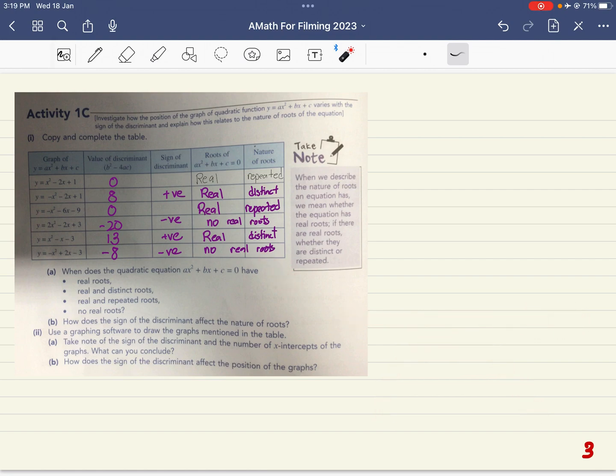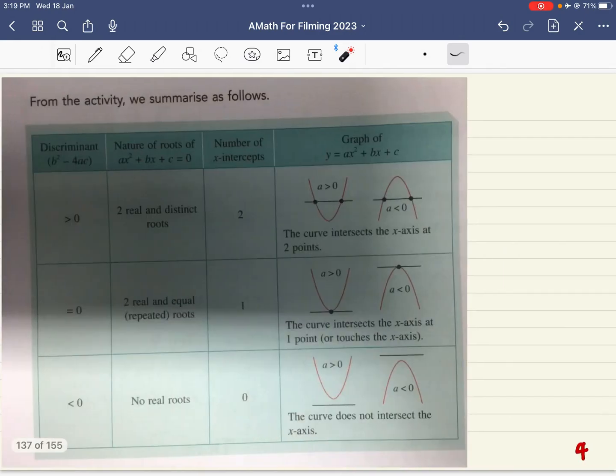Notice how these are all related to the discriminant over here. When it equals 0, it's real and repeated. It only touches at one point. When it's a positive number, the discriminant gives you two real and distinct roots. When it's a negative discriminant, what you get is no real roots.